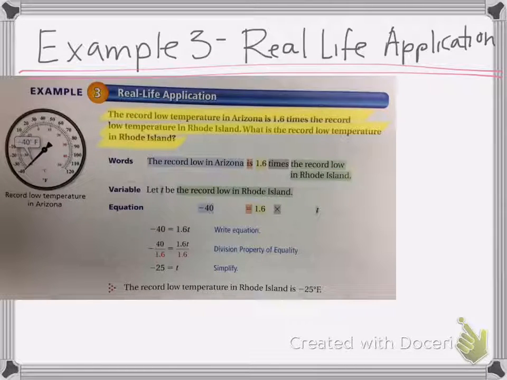So what I want you to write is, yes, I want you to write words right here, because whenever you do word problems, you need to figure out what it's asking in words, what it's stating in words. So you are going to write, the record low temperature in Arizona is 1.6 times the record low in Rhode Island. That's what they told us, okay? Good. So write that out.